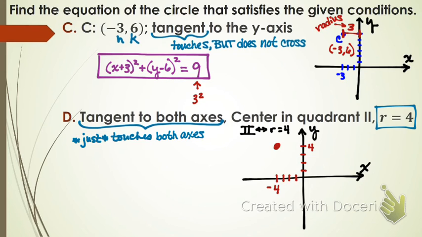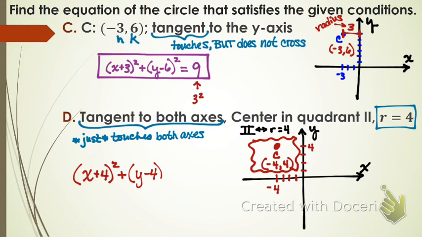If I put the center right here, is it just going to touch the x-axis? Is it just going to touch the y-axis? So here's my center at -4, 4. Do I have enough information now to write the equation for this circle? Yep, let's write it. What's it going to look like? X plus 4 squared, y minus 4 squared equals 16. Because we square our radius.